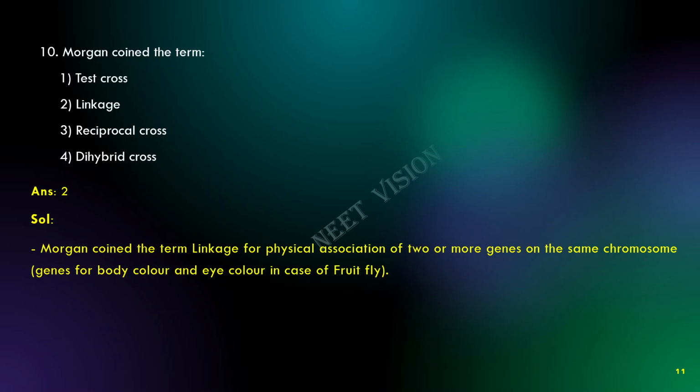Morgan coined the term linkage for the physical association of two or more genes on the same chromosome. Eye color in the case of fruit fly, and genes for body color and eye color, are linked genes. The linked genes are on the X chromosome. Coming to the next question.